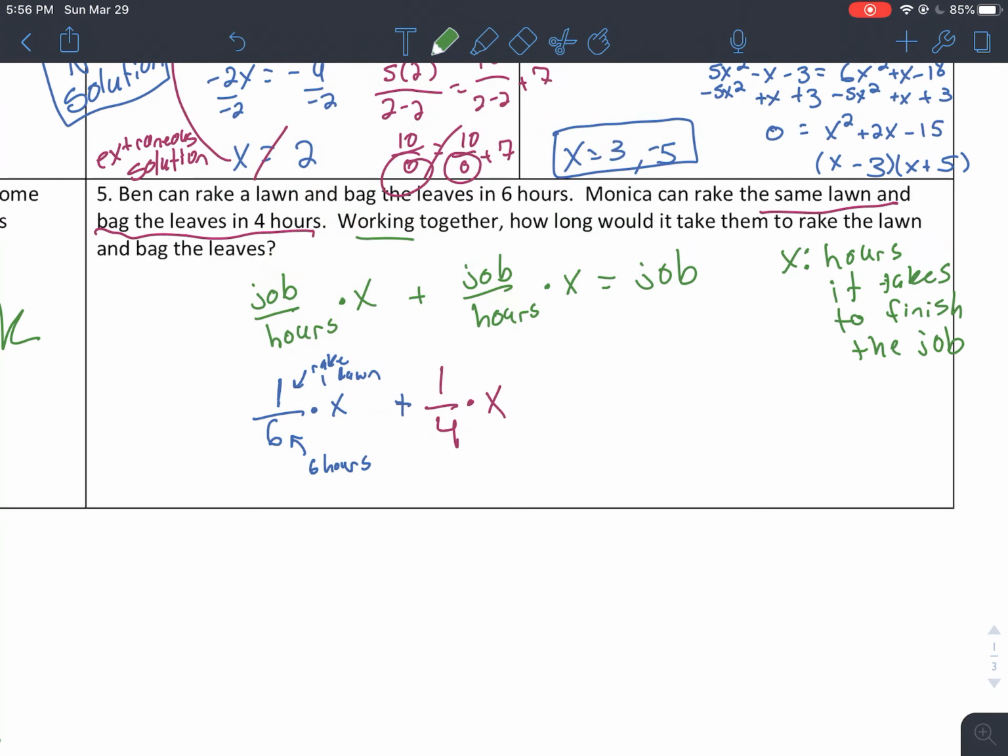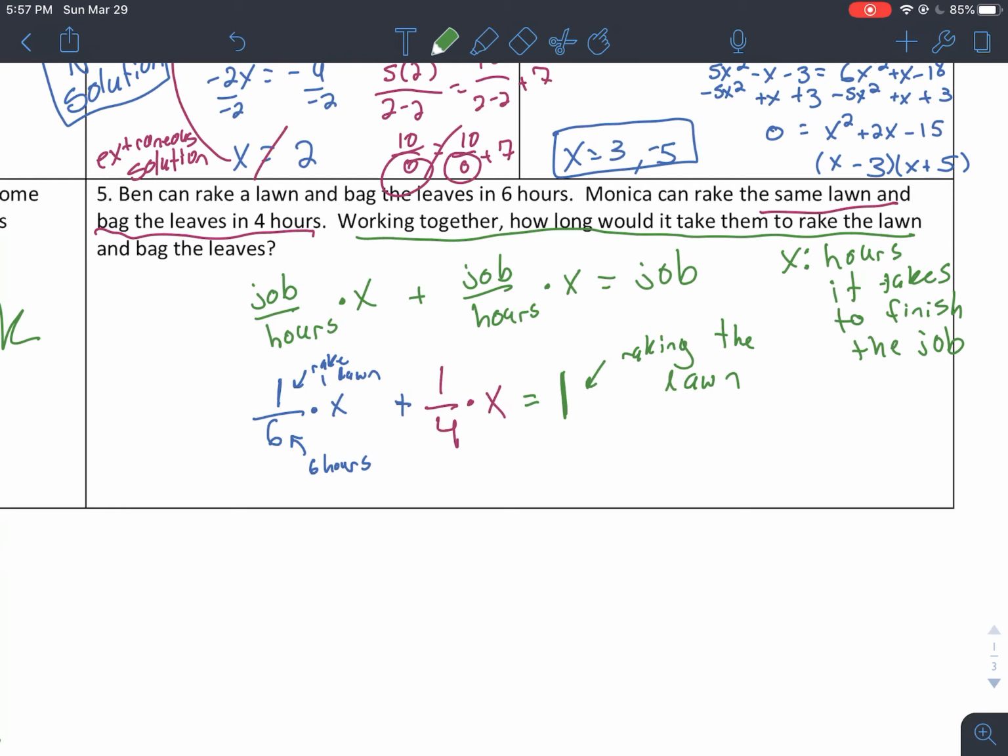Okay? The question is asking us, working together, how long would it take them to rake the lawn and bag the leaves? So how many jobs are they getting done? They're getting done one job, raking the lawn, right? If it said raking 2 lawns, then we would put a 2 here. Or if it said 3 lawns, we would put 3. Okay, things like that.